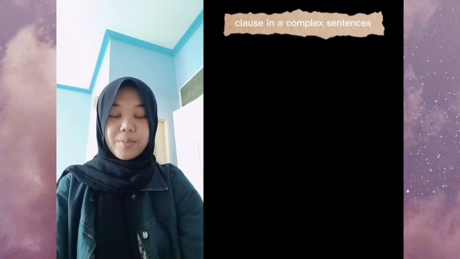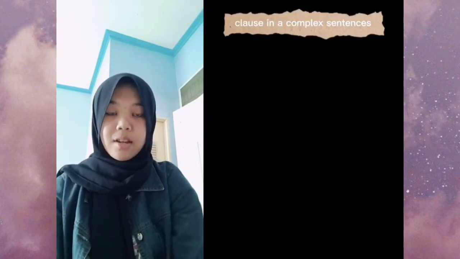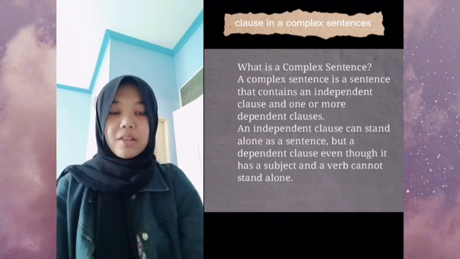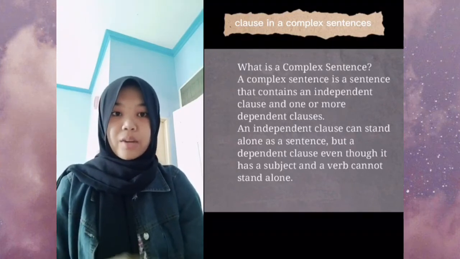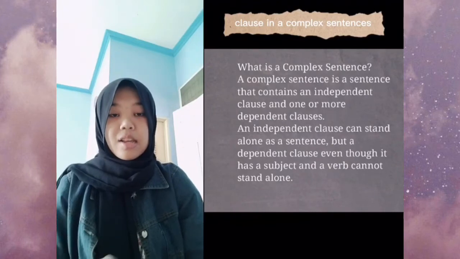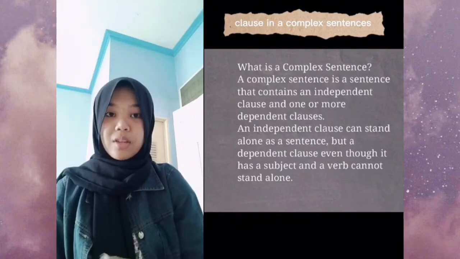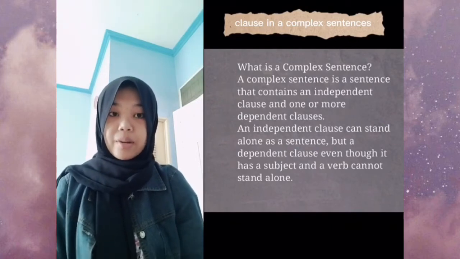Hello guys, my name is Yessa Dewi Nur Eni, and today I want to explain about clauses in a complex sentence. What is a complex sentence? A complex sentence is a sentence that contains an independent clause and one or more dependent clauses. An independent clause can stand alone as a sentence, but a dependent clause, even though it has a subject and a verb, cannot stand alone.